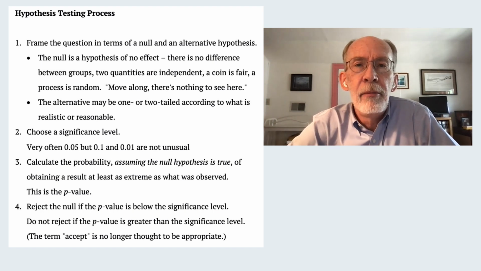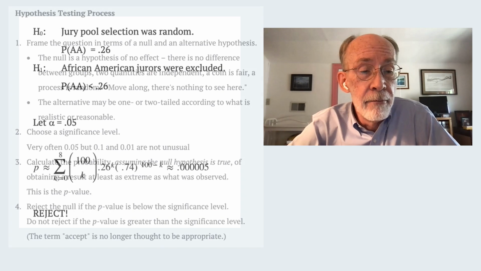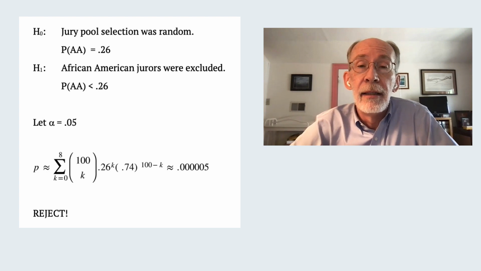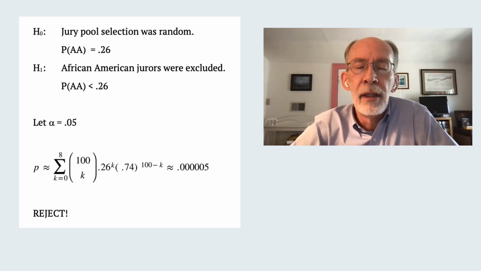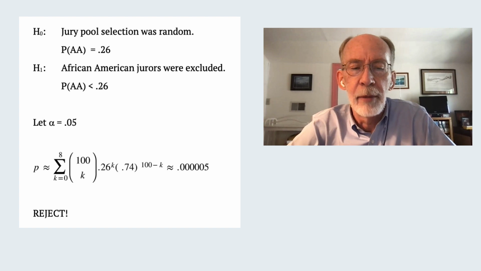If we reframe the Swain discussion more formally, it looks like what you see on your screen. The null would be that the jury selection process was random, and numerically that would mean that the probability of an African-American citizen of the county being in this jury pool was 0.26. The realistic alternative is that the probability is less than 0.26. So we would want a one-sided test here, because it's not credible to imagine that there was a bias in the other direction in that time and place.